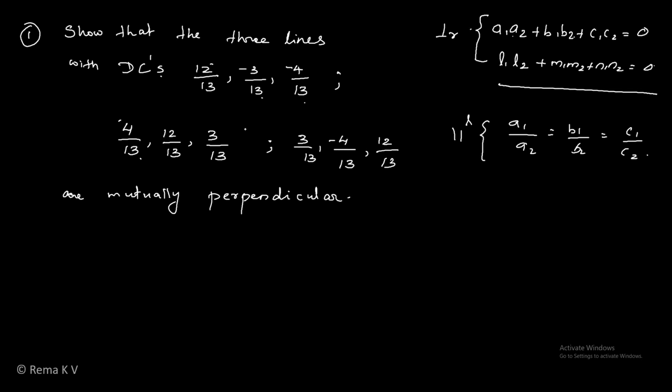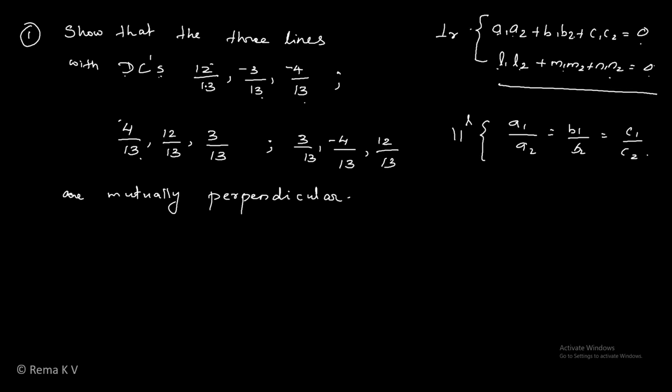A1 A2 plus B1 B2 plus C1 C2 is equal to 0. That is when the direction ratios are given to us. Here what are given? Here the direction cosines are given, that is L1 L2 plus M1 M2 plus N1 N2 equal to 0. This is what we have to prove.